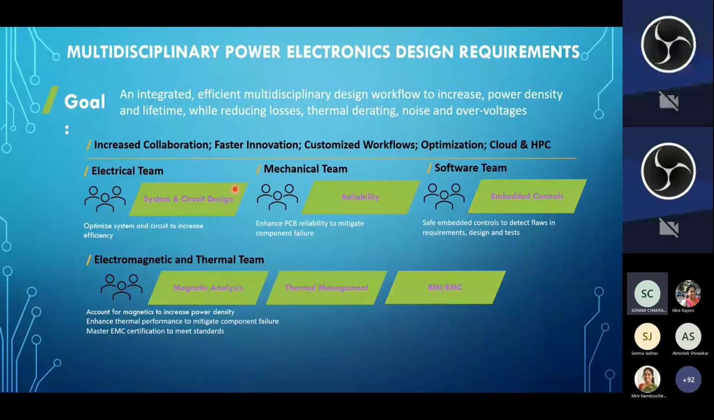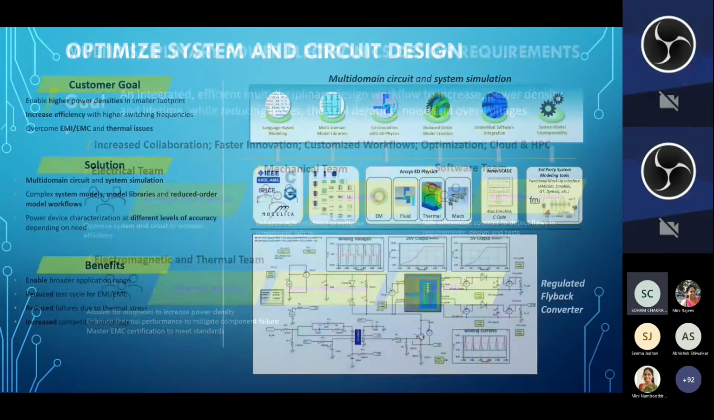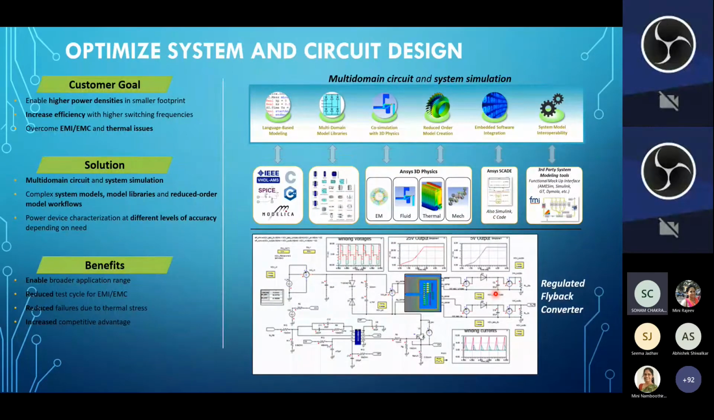So, see, this is a multidisciplinary power electronic design requirement. As you can see, for system and circuit design, the electrical team, or we as power electronics or electrical engineers, do the system and circuit design. The mechanical team can do the reliability engineering and enhance the PCB reliability. This can be done by the electrical or mechanical engineer as well. They can even do the structure design, and the software team does the embedded control part, right? The electromagnetic and thermal team generally do the magnetic analysis, thermal management, and EMI, EMC of the converter. So all these things can be done in Ansys, right?